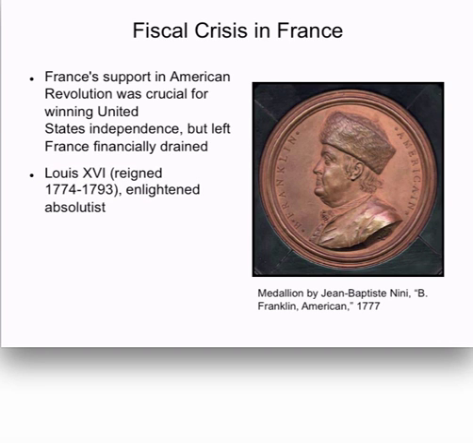The King of France at the time of the American Revolution was Louis XVI. Notice XVI, Louis XVI. Louis XVI really wanted to rule as an enlightened absolutist monarch, like Frederick the Great of Prussia. He wanted to make progressive reforms, and he wanted to be an absolute king.